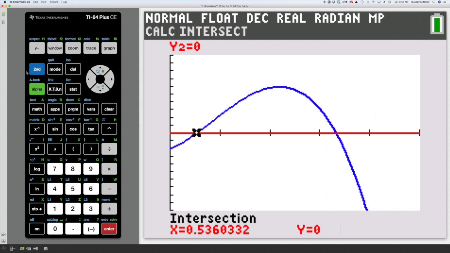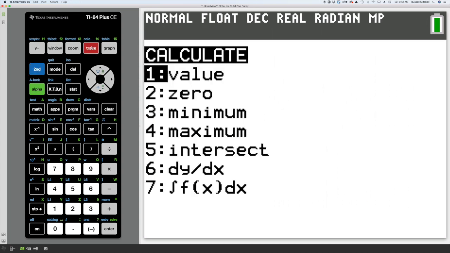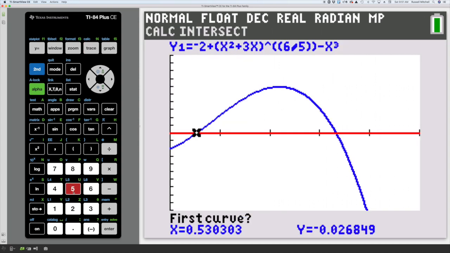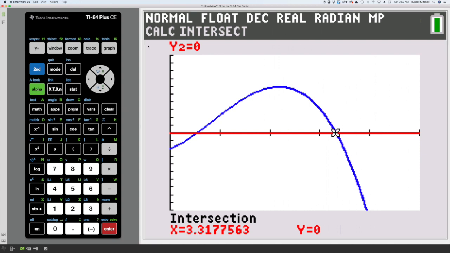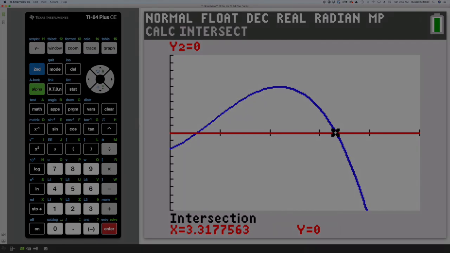And then let's find this other one. So we'll go second, alpha 5, intersect, and we'll get over close to this one, and press enter, enter, and enter. And then 3.318. It happened there too. All right, so let's go ahead and record those on our paper, and that's it for part C.